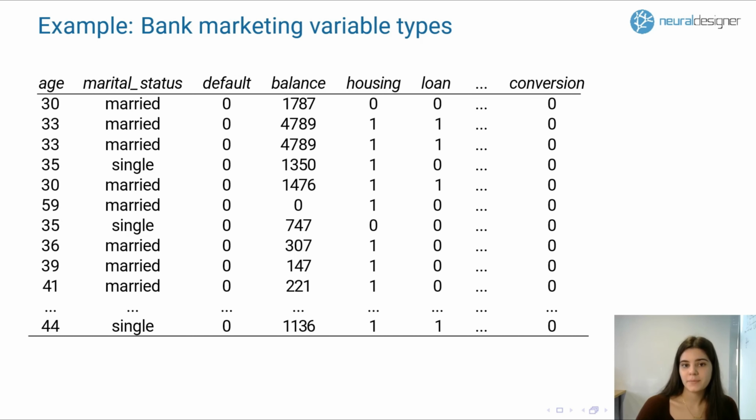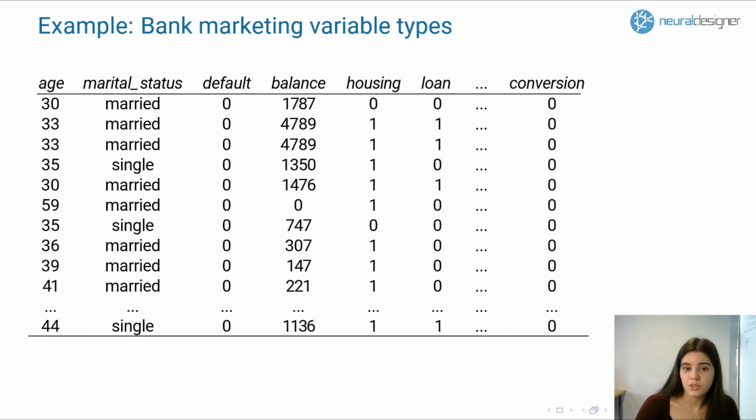Example, bank marketing variable types. A banking institution conducts a customer segmentation study to identify the people most likely to be interested in a specific product or service. In this way, the bank creates a model to predict which customer will subscribe to a long-term deposit and which will not. The variables included in the dataset are the following. The variable age is numeric. The variable marital status is categorical. It takes values such as divorced, married, and single.